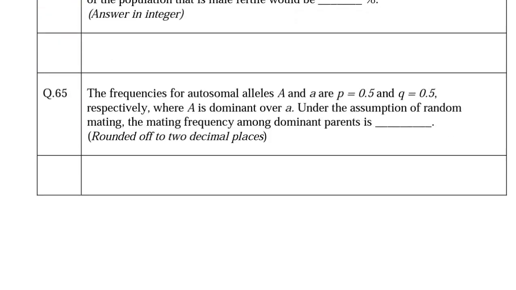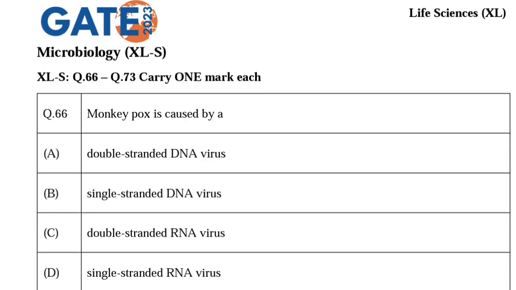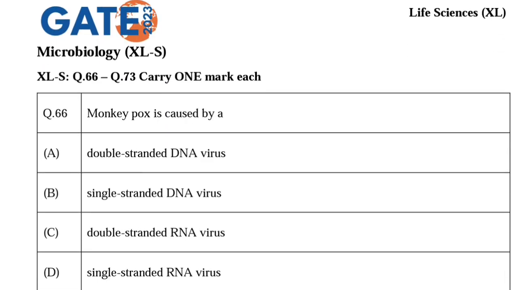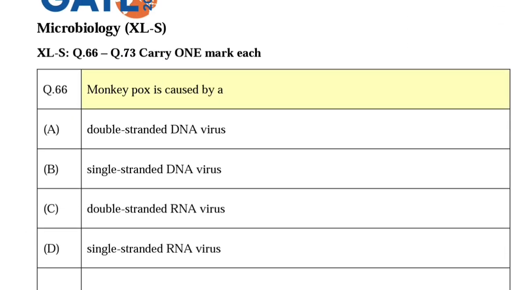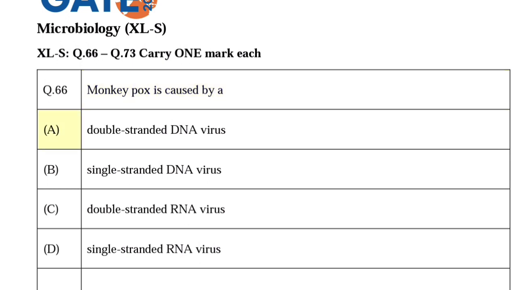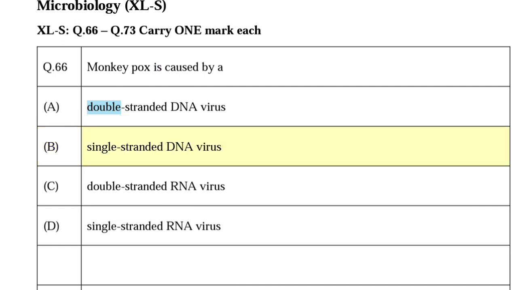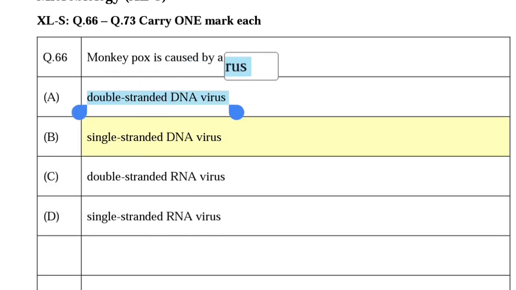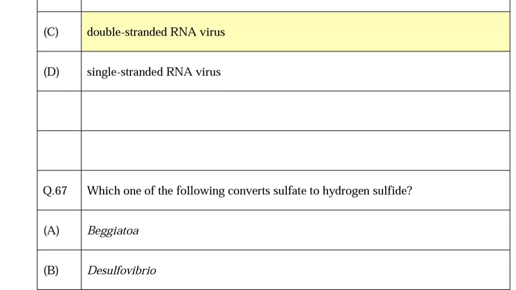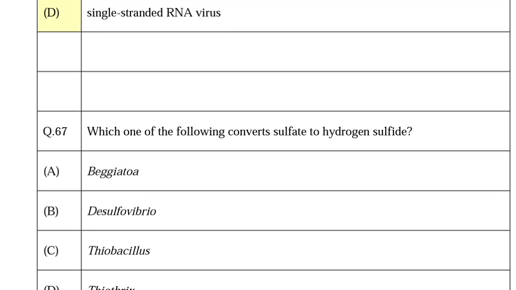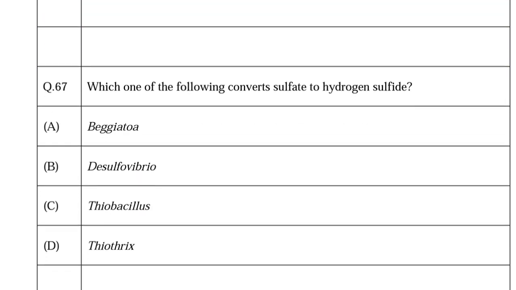Q.63. In a diploid angiosperm species, flower color is regulated by the R gene. Monkeypox is caused by a: A. Double-stranded DNA virus. B. Single-stranded DNA virus. C. Double-stranded RNA virus. D. Single-stranded RNA virus.